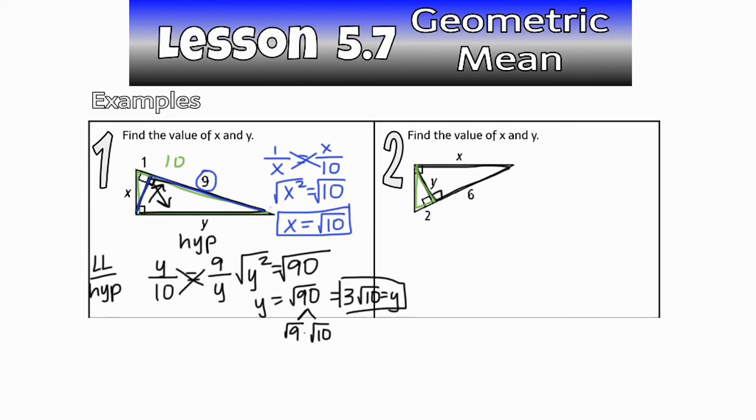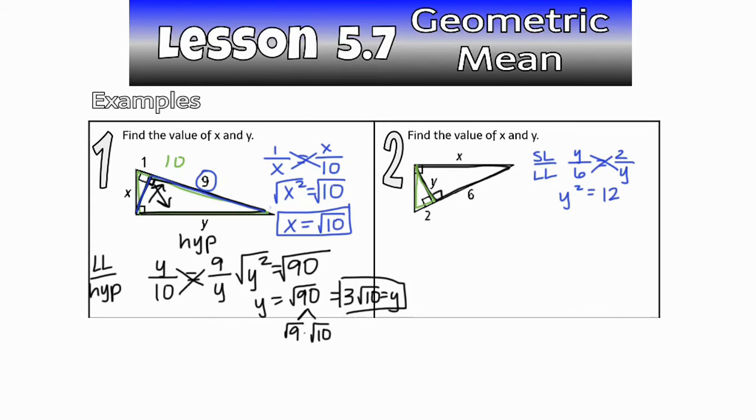So I'm going to have short leg divided by long leg. Short leg is y divided by the long leg, which is 6, is going to be equal to the short leg of the green triangle, which is 2, divided by the long leg, which is y. Then I'm going to cross multiply, and I get y squared is equal to 12. Almost did 8. That's not good.